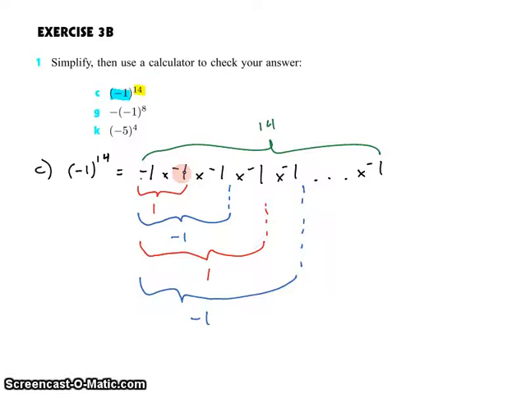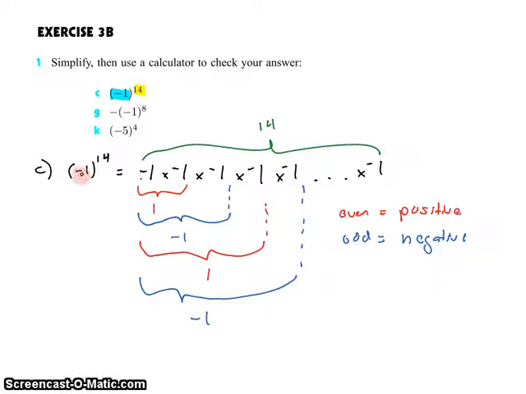If I have an even number of negative numbers, I get a positive number. If I have an odd number of negative numbers, I get a negative number. So an odd number of negative ones results in a negative number, and an even number of negative ones results in a positive number. This isn't unique to -1; it's true for any negative base. A negative base to an even index results in a positive answer, and a negative base to an odd index results in a negative answer.